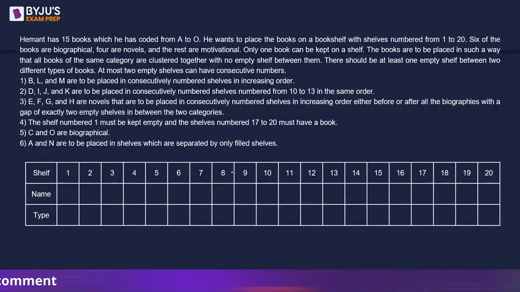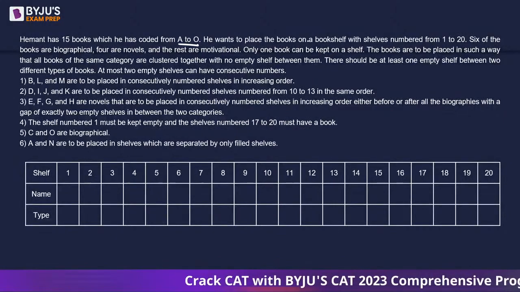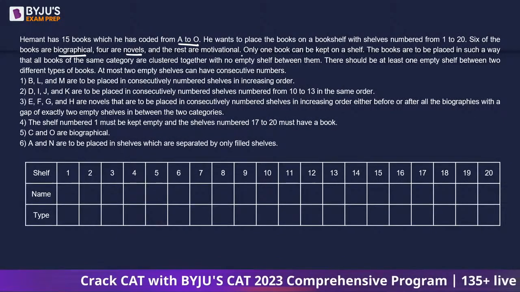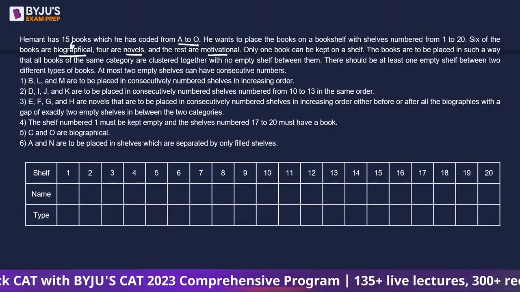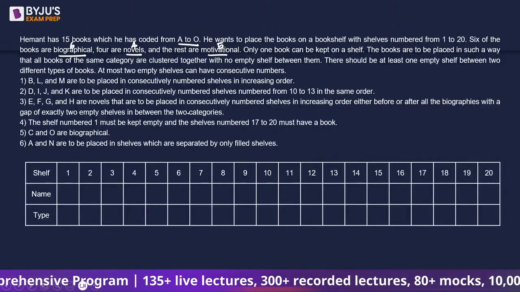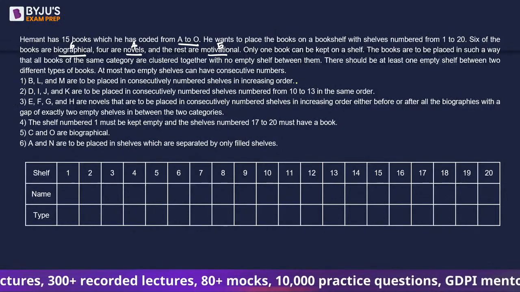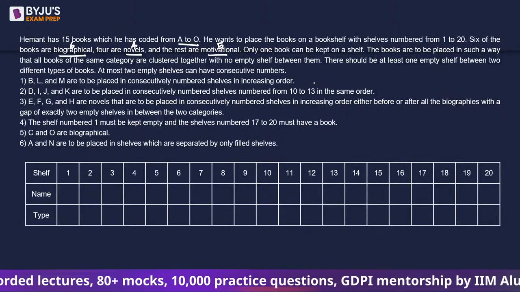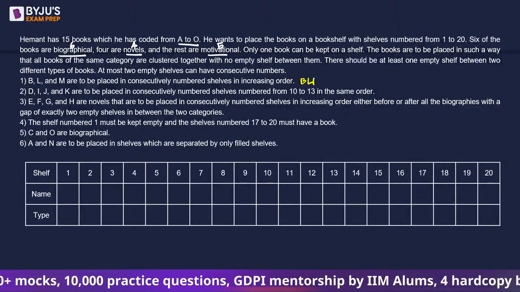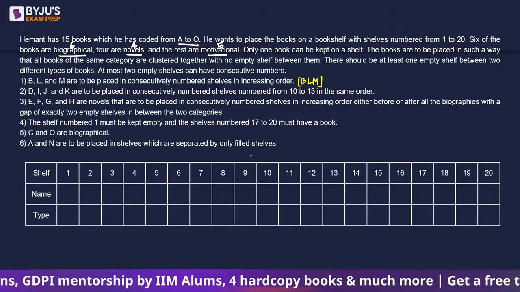So this is the arrangement. These are the shelf numbers from 1 to 20. We have the names of these books from A to O, and the types being biographical, novels, and motivationals. Remember, biographical we have 6 of them, novels we have 4, and motivational we have 5. From these statements, the first statement, BLM are placed in consecutive number shelves in increasing order. So we don't know where to place them. We just know that they are going to be together, right? So not yet complete. So we'll leave it as such.